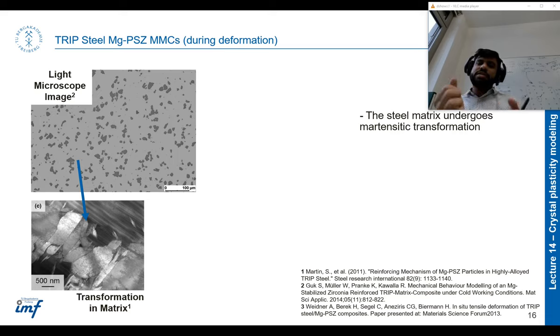So when we start deforming it, it starts to transform into martensite. Because the carbon content is higher, and with the slip planes deforming, twins are generated, and in these twins, martensite originates. So you can see this in this picture below.